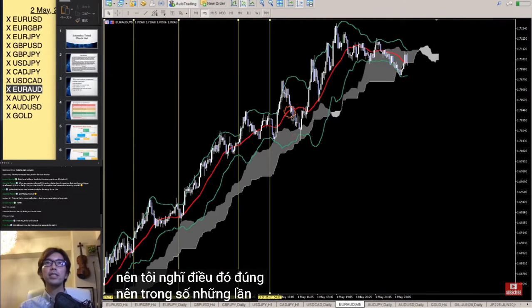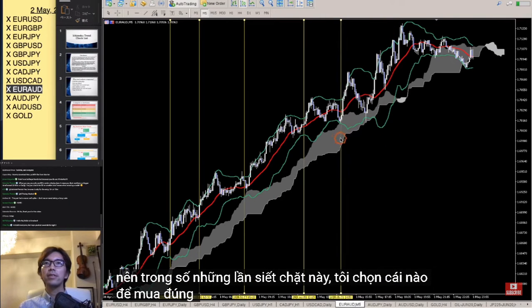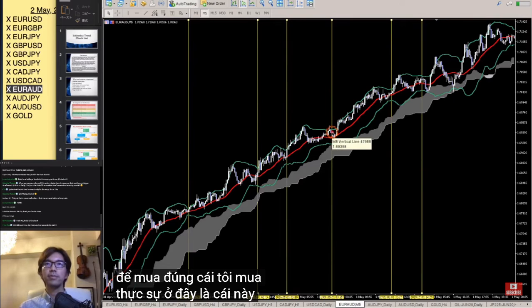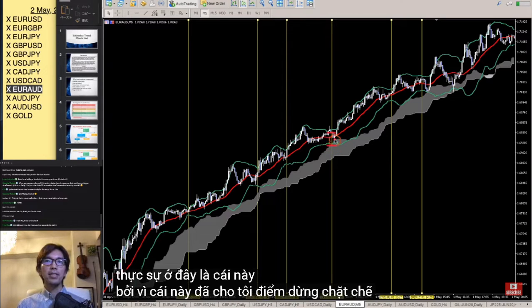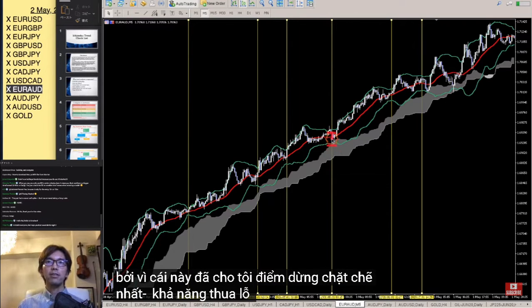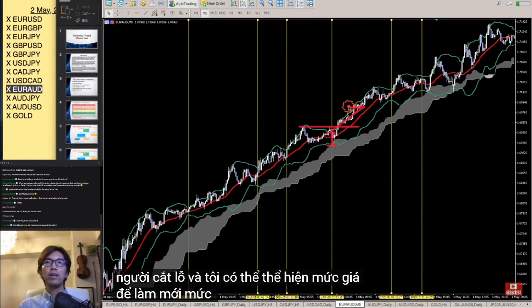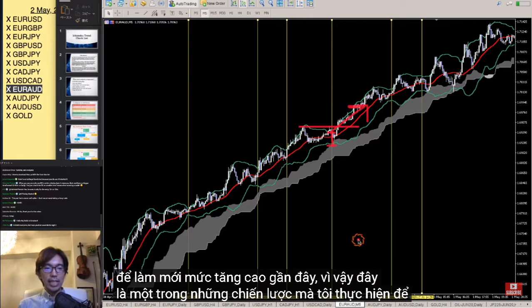So among these squeezes, which one do I take to buy, right? Which one I take to buy is actually here, this one. Because this one gave me the tightest stop loss potentially, right? Only 17 pips of stop loss, and I can expect the price to renew the recent high upwards. So this is one of the strategies that I take to place a buy.